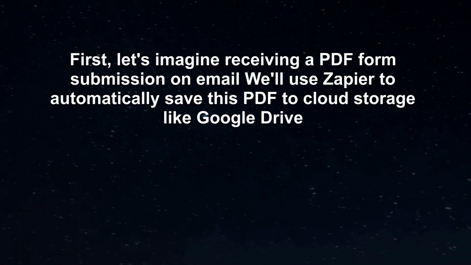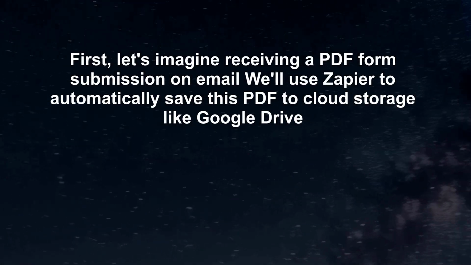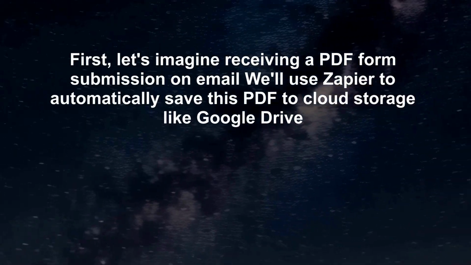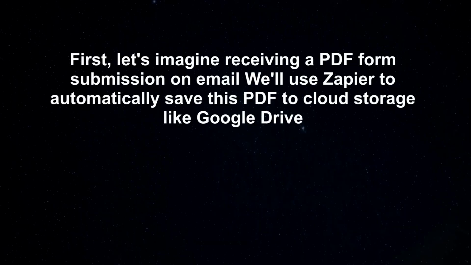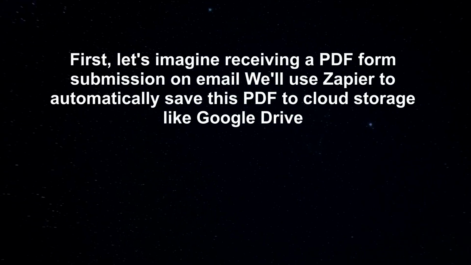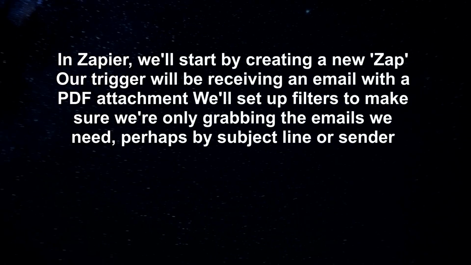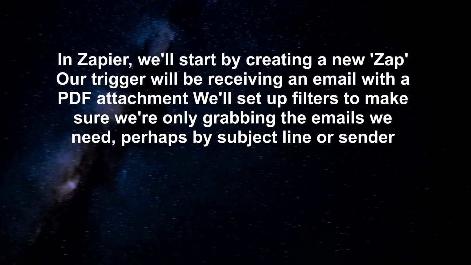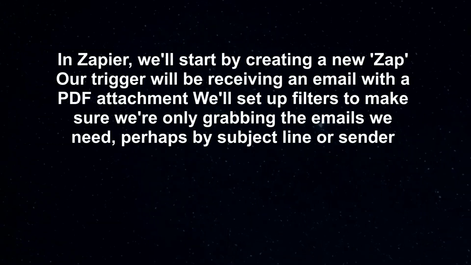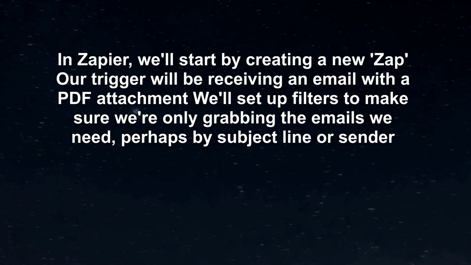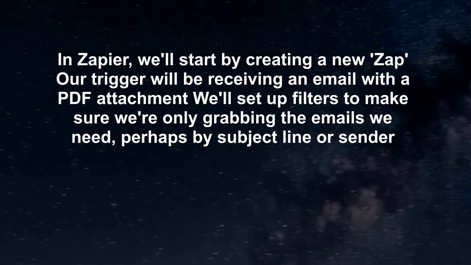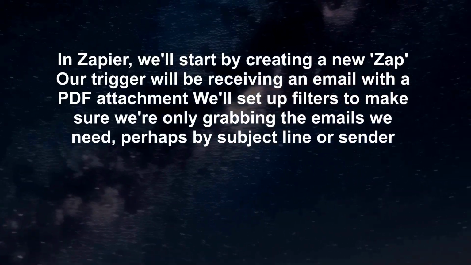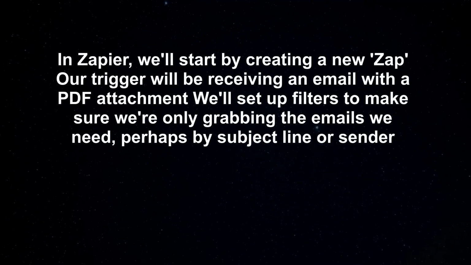First, let's imagine receiving a PDF form submission on email. We'll use Zapier to automatically save this PDF to cloud storage like Google Drive. In Zapier, we'll start by creating a new Zap. Our trigger will be receiving an email with a PDF attachment. We'll set up filters to make sure we're only grabbing the emails we need, perhaps by subject line or sender.